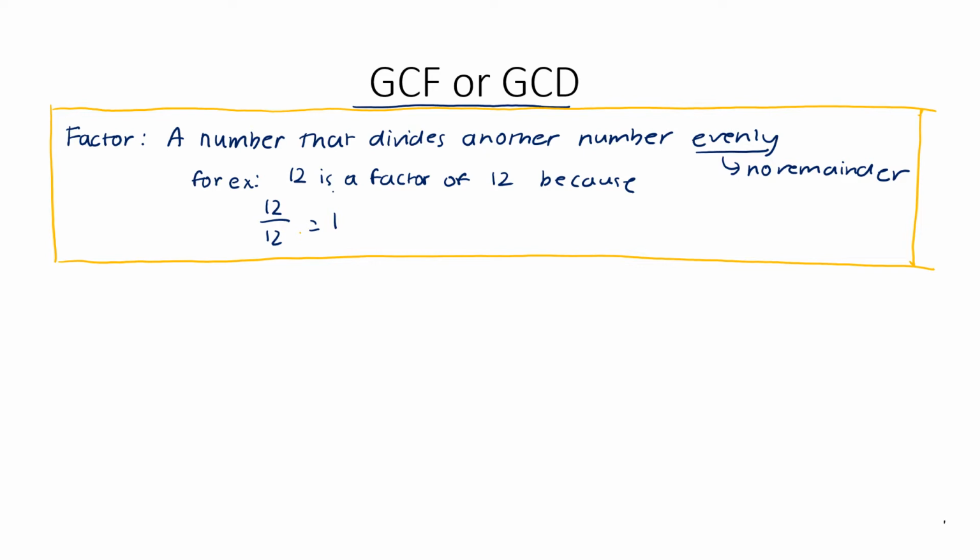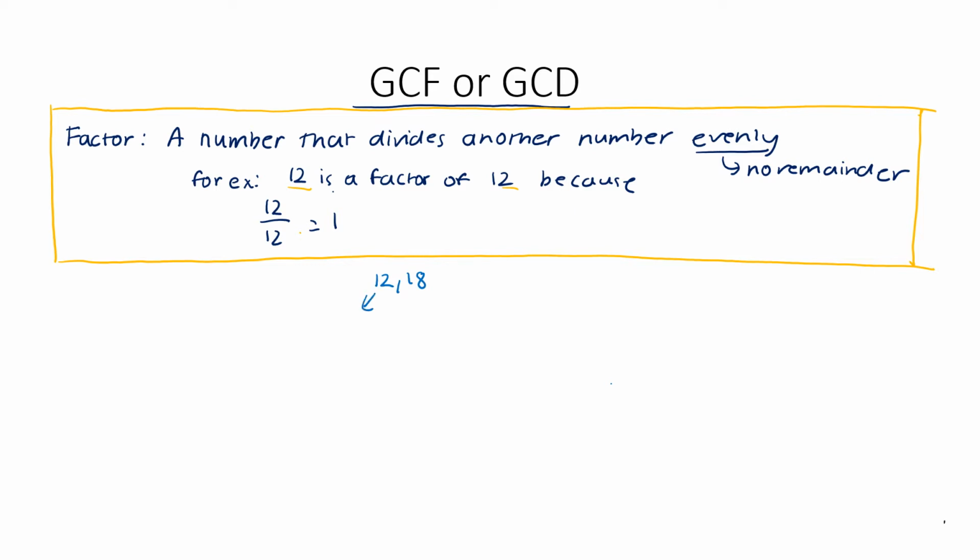So for example, 12 is a factor of 12 because 12 divided by 12 gives us 1, leaving us with no remainder. Now let's try to find out the greatest common factor between two numbers. Let's take 12 and 18.